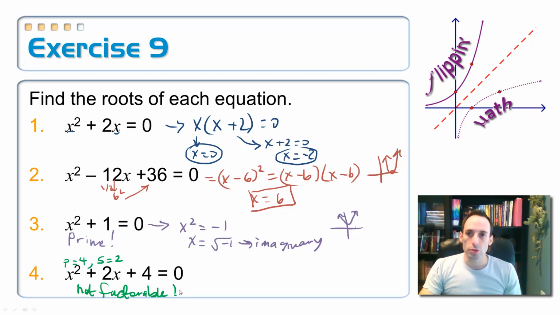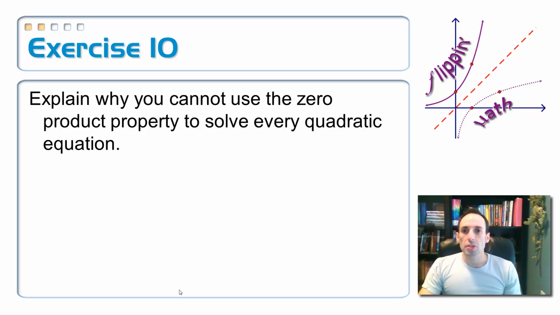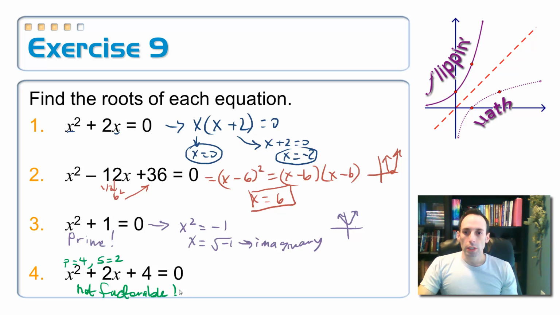Okay, so I want you to try to explain why you cannot use the zero product property to solve every quadratic equation. Why can't you solve it by setting each one of the factors equal to 0? If I go back and look at number 4, it's simply because sometimes that quadratic is not factorable. So even though this is an easy enough way to understand what you're supposed to do, it's limited in that you can't solve every single quadratic equation this way, because you can't always factor.